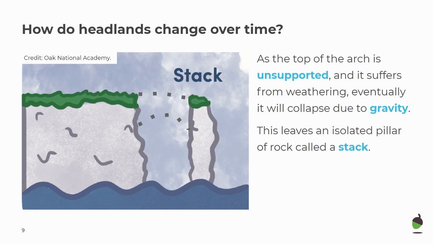As the top of the arch is unsupported, it suffers from weathering, and eventually it will collapse due to gravity. This leaves an isolated pillar of rock called a stack. And you can see on the diagram with those dotted lines where the arch used to be before it collapsed.